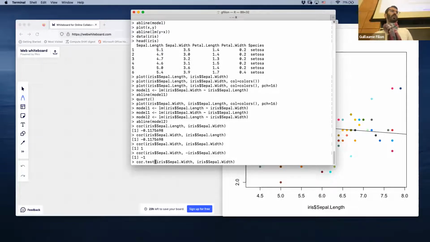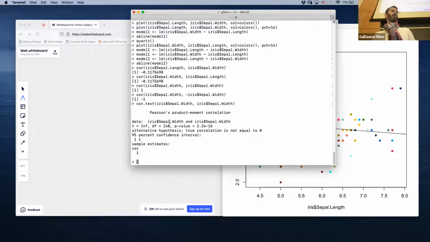And so if we do cor.test, I've got the test here. It tells me that the p-value of the test is 2.2 to the -16, or less than that. And so what is the null hypothesis? It is that the true correlation is 0, as usual. So we reject the null hypothesis. And here, of course, it's because I've used iris sepal twice, so it's not a very interesting correlation to compute.